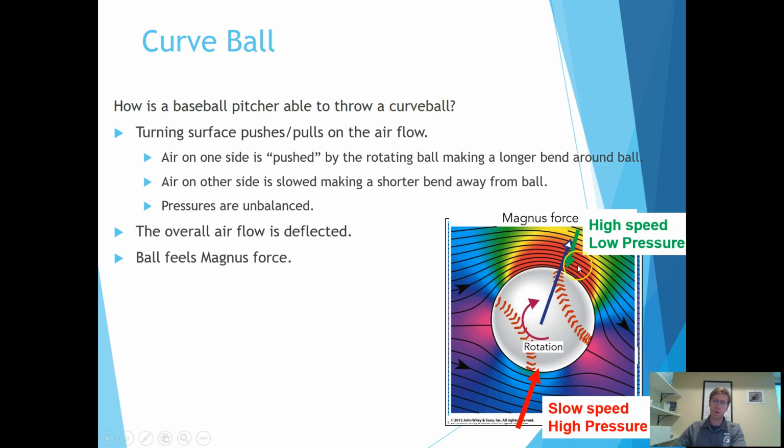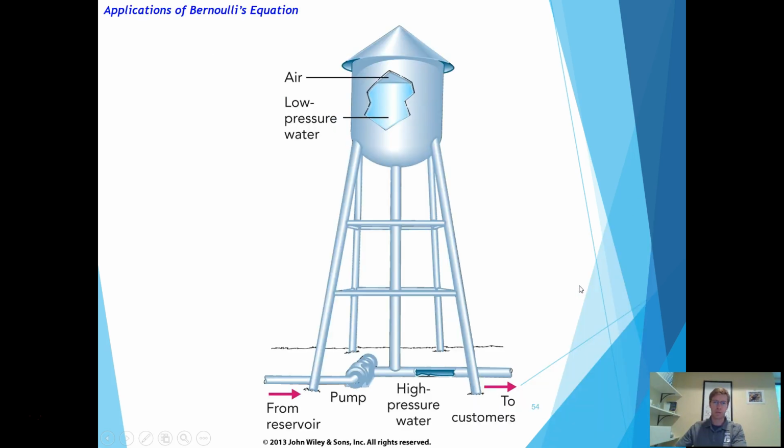So you have lower pressure on top, higher pressure on bottom, giving rise to a pressure difference, which results in a net force that will deflect the ball to the side. Keeping in mind this is a top-down picture. So you have a spinning ball rotating from your curve, and it will be deflected towards that higher speed side because it's lower pressure. Water towers work under the same principle.